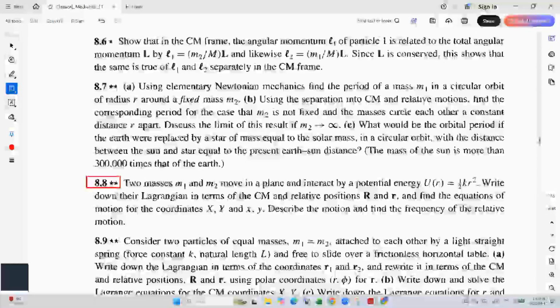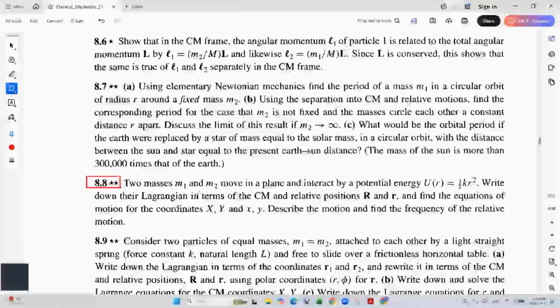Problem 8.8. Two masses M1 and M2 move in a plane and interact by a potential energy. You are given by this one.